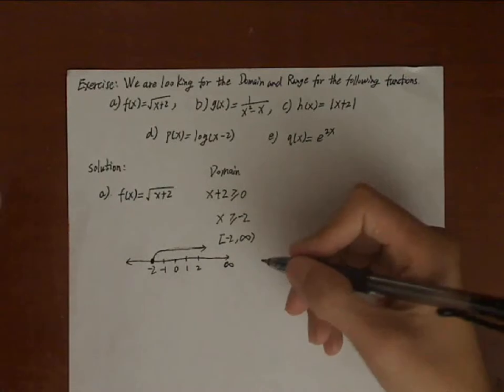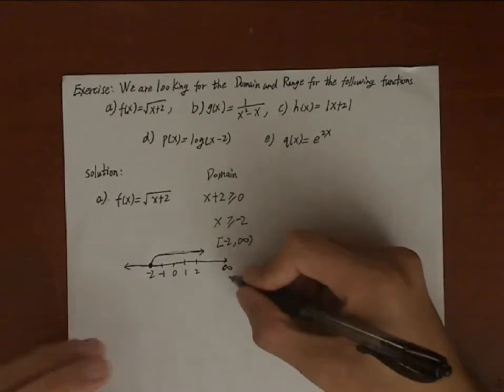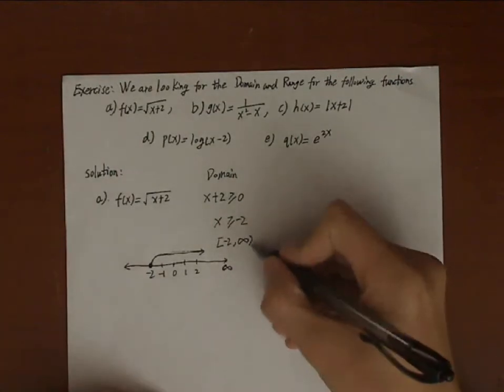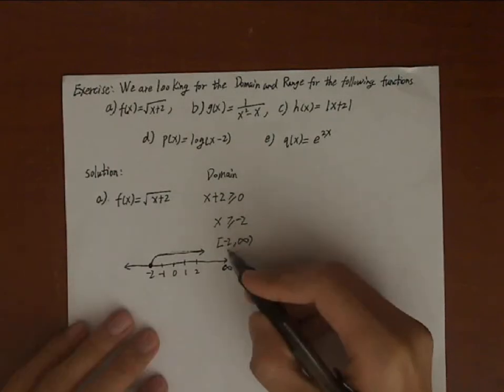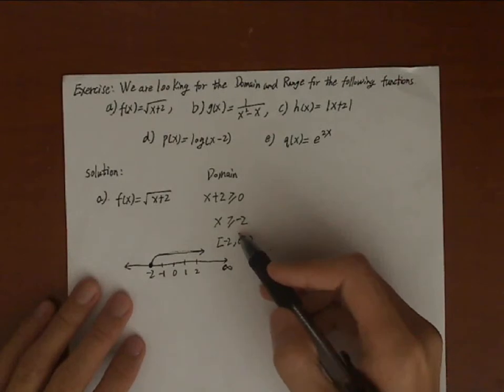Infinity is imaginary. I mean, it's not a real number. We cannot count how much infinity is, right? So we use a parenthesis here. So the domain will be, with a bracket, all the numbers greater than or equal to -2.